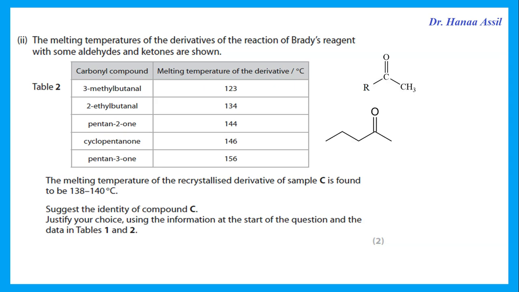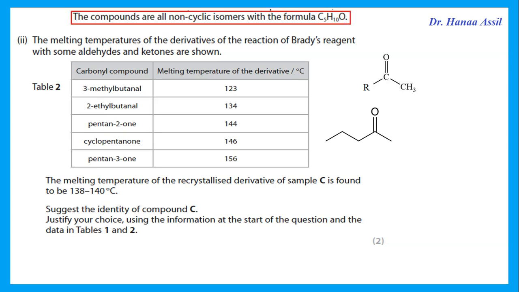What did he say at the start of the question? Remember, we said it is a ketone, so I cannot have butanals, so the first two are wrong. It could be pentane 2-one. Can you see the structure of pentane 2-one? Pentane 2-one is actually a compound that has that C double bond O CH3 which we're looking for. Now, can it be cyclopentanone? No, because at the beginning of the question he said the compounds are all non-cyclic. So it cannot be cyclopentanone.